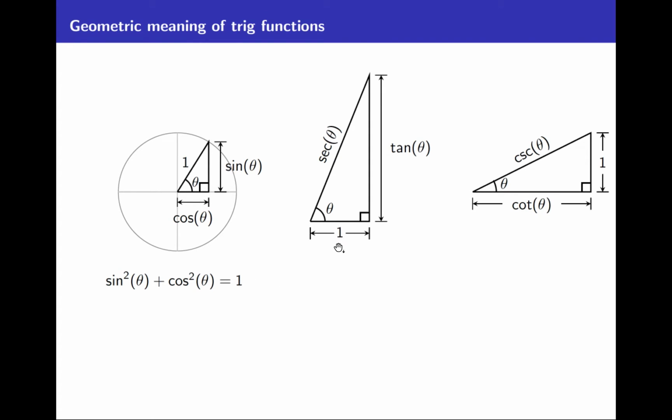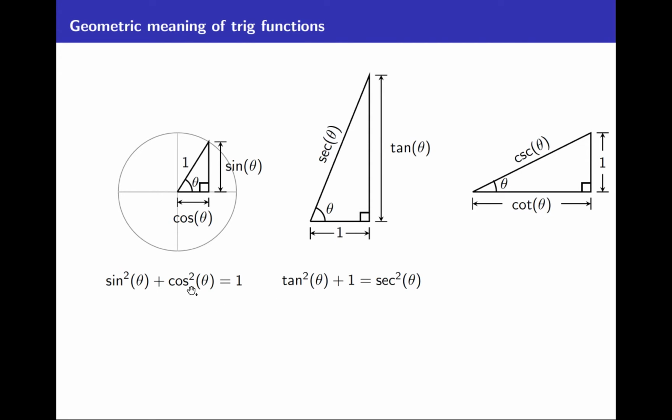You could also apply the Pythagorean theorem to this triangle, and you get 1 squared plus tangent squared theta equals secant squared theta. Tangent squared theta plus 1 equals secant squared theta. So these two equations are two fundamental equations that relate the trig functions within them.